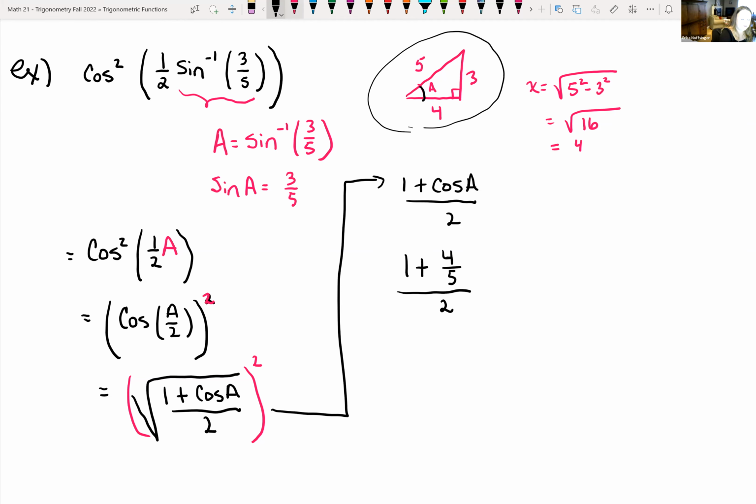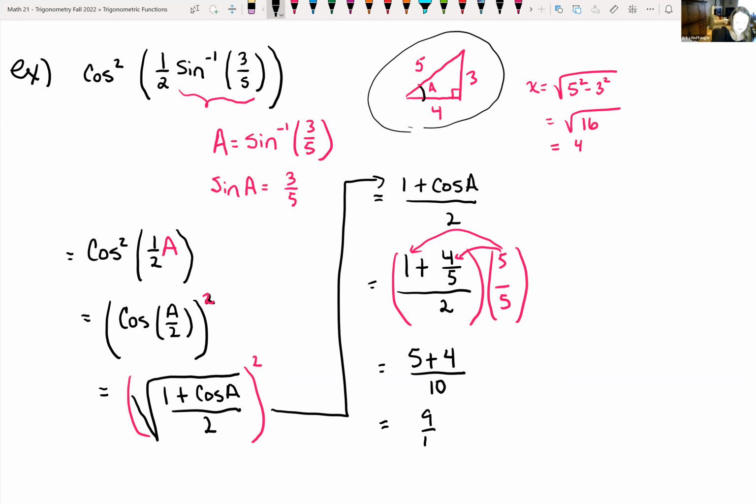So fractions within fractions, we can clear that. If I multiply by this fancy 1 of 5, so clear that fraction of 4/5, distribute my 5 in the numerator, I get 5 plus 4 all over 2 times 5, which is 10. So we're getting back 9/10 as our answer.